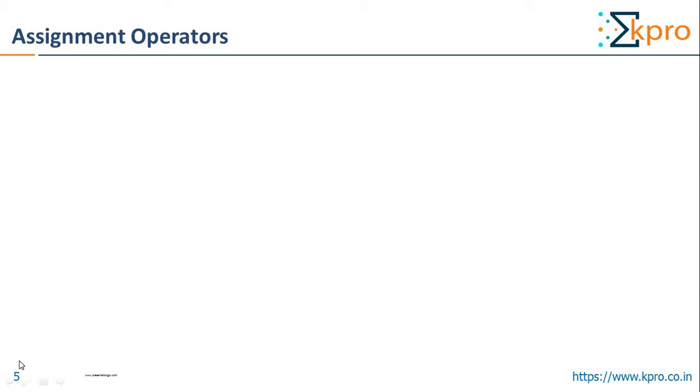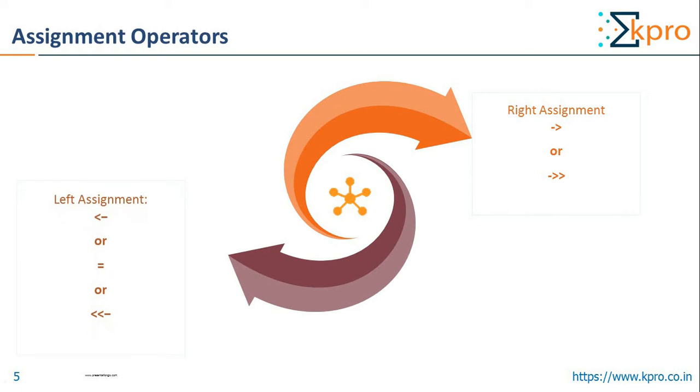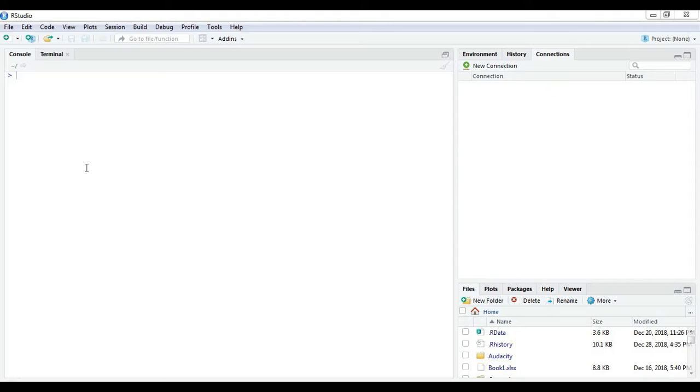So next in the list is assignment operators. They are used to assign a new value to a variable. R has two categories of assignment operators, right assignment operators and left assignment operators. In total, R has 5 operators to assign values. So let's go ahead and see how to use them in RStudio. Now we'll see how to use these assignment operators. As we have discussed earlier, R has provided 5 ways to assign values to a vector.